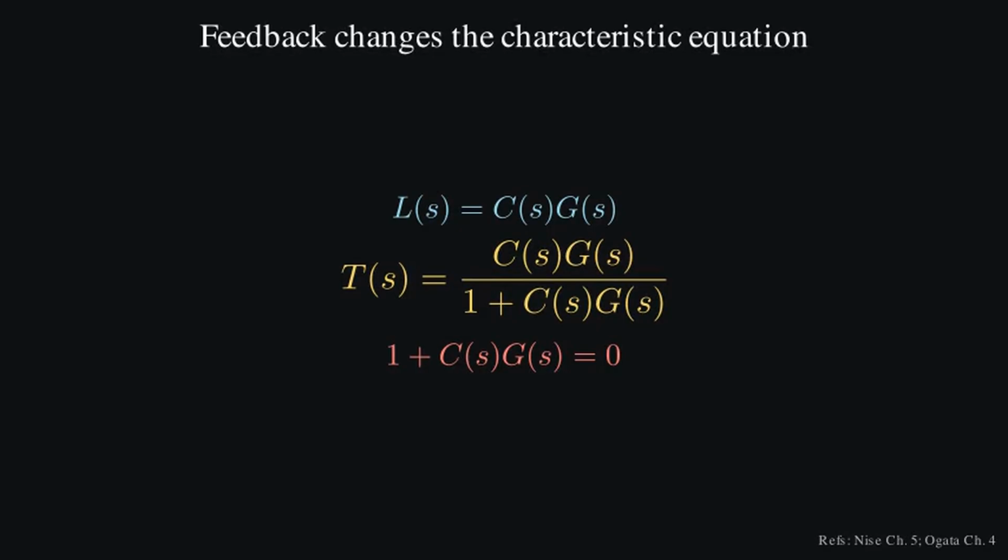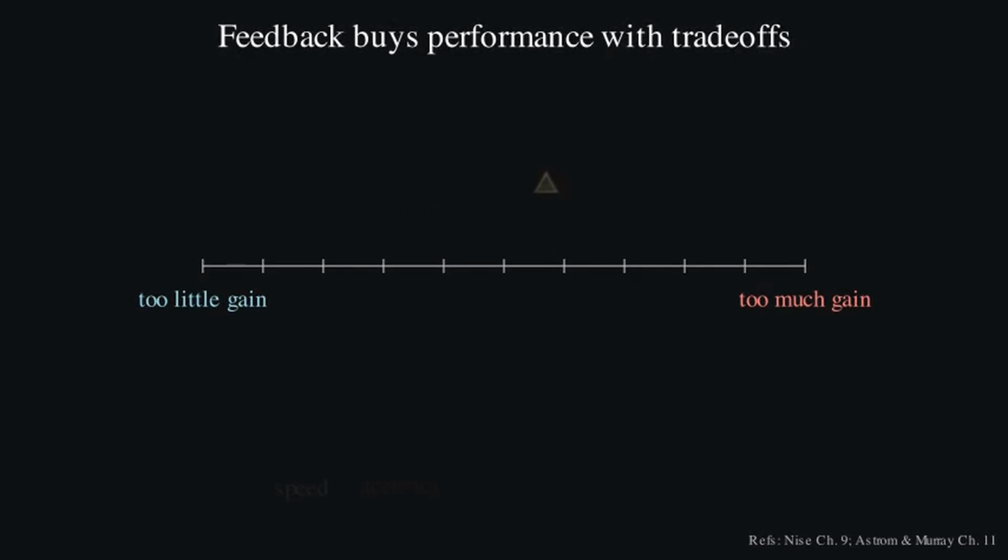With unity feedback, the closed loop transfer function is C of S over 1 plus C of S. The denominator 1 plus C G is the new characteristic equation. This is the central point. Feedback does not merely correct the final output. It moves poles and changes the dynamics.